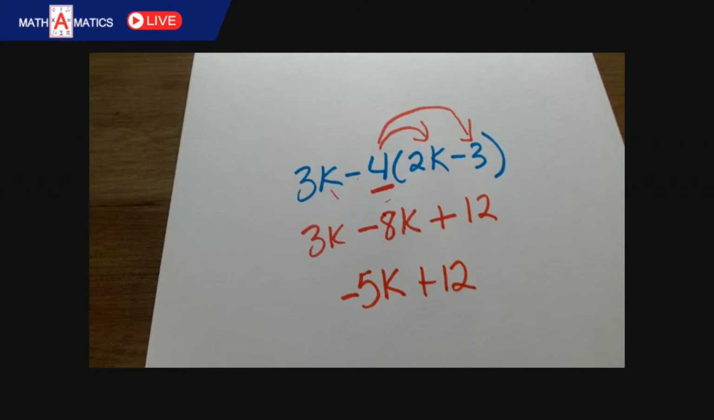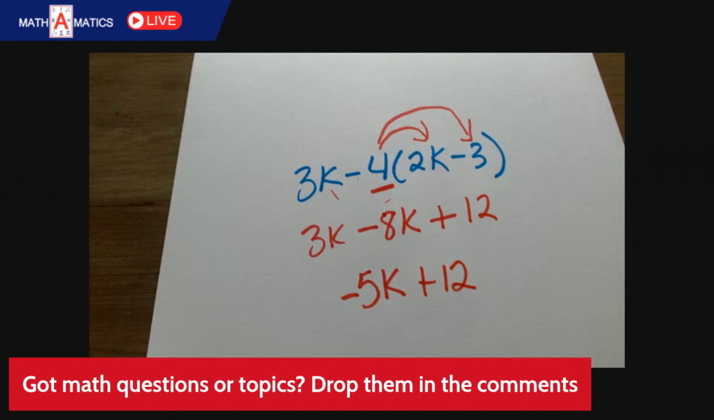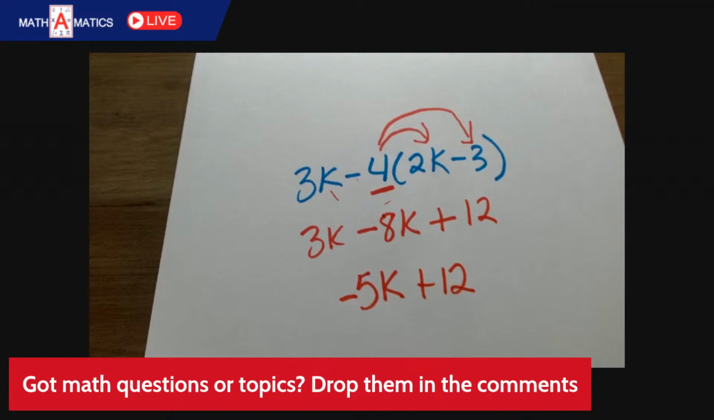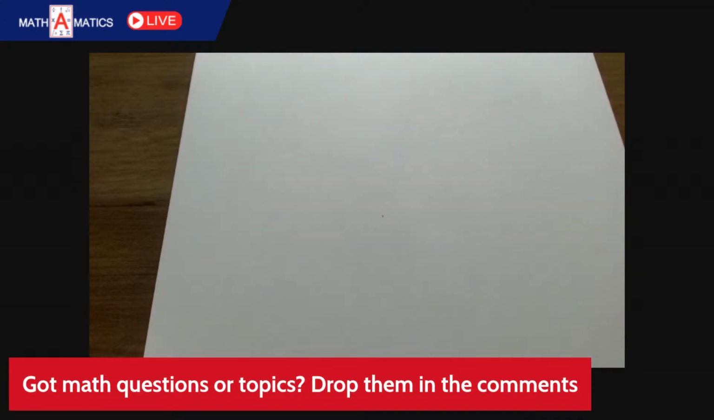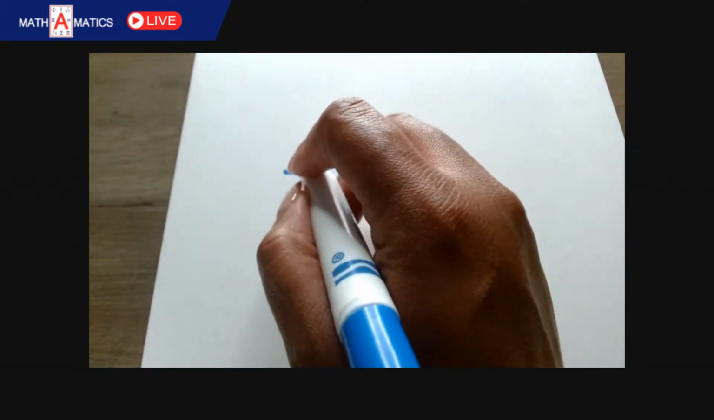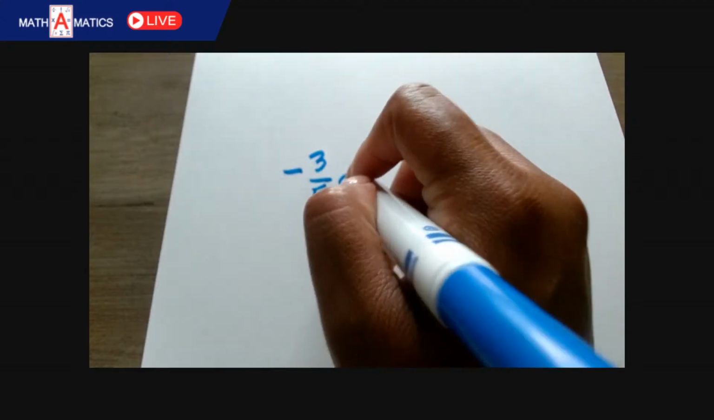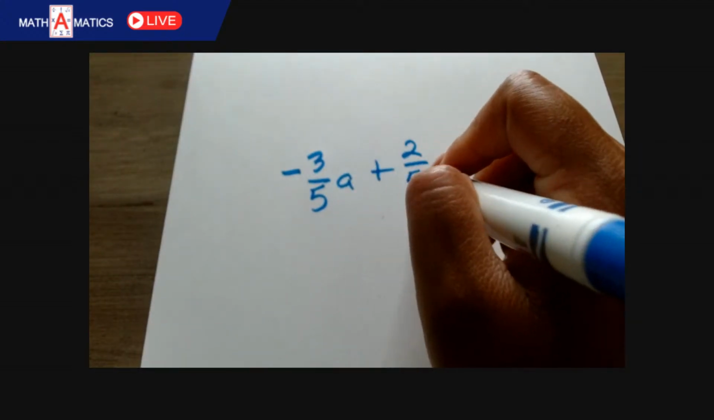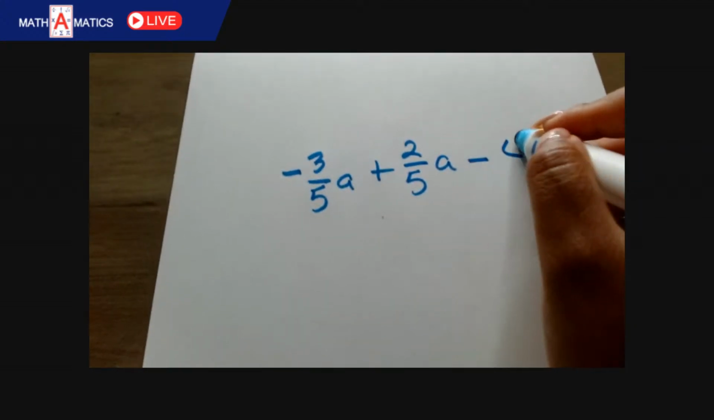And then we have one more for you here, because we all know, everyone says it, we hear it all the time here at Mathematics Tutoring. I don't like fractions. Everybody complains about fractions. So what do I have for you? I have fractions tonight. So sticking with simplifying expressions right now, we are going to do -3/5 a plus 2/5 a minus 4.